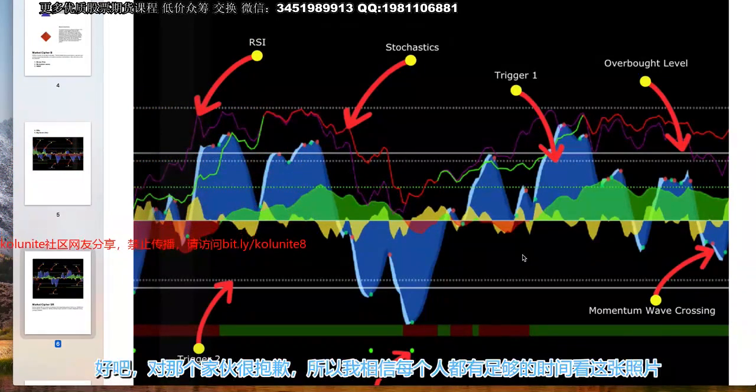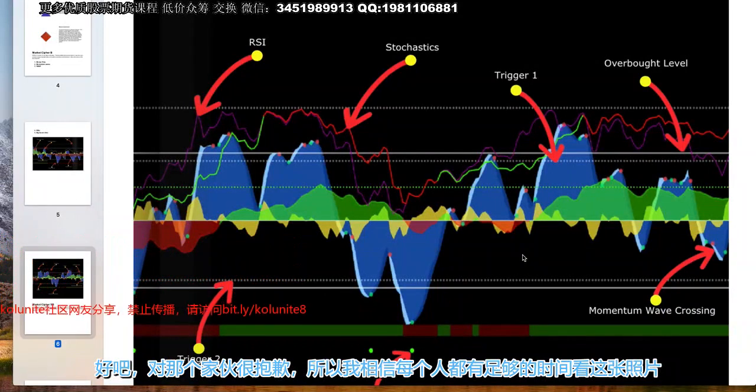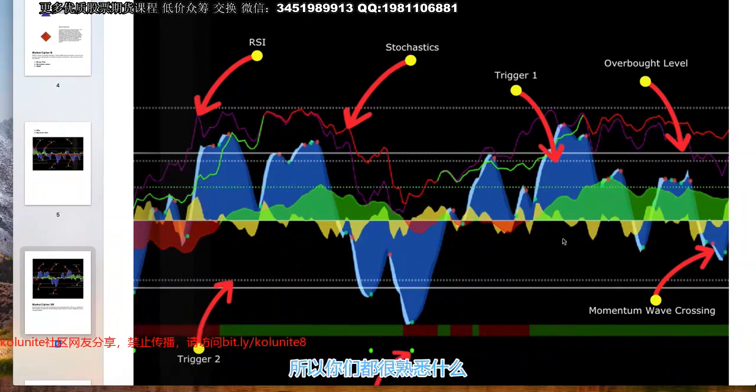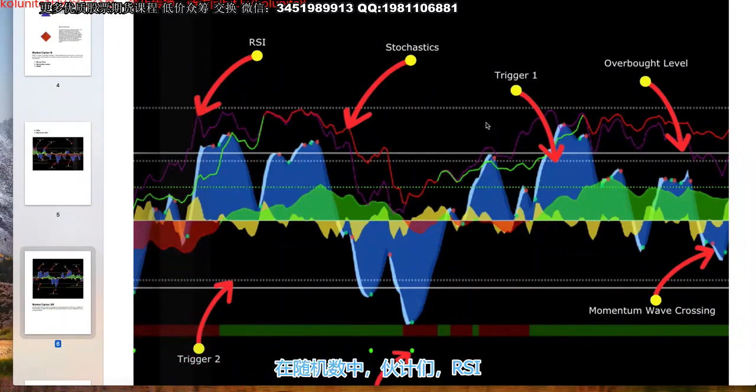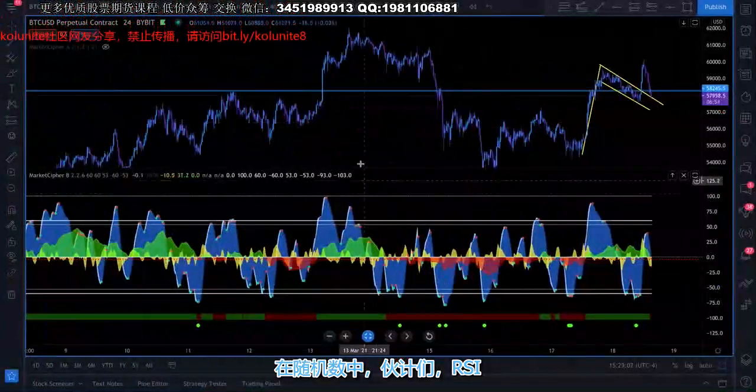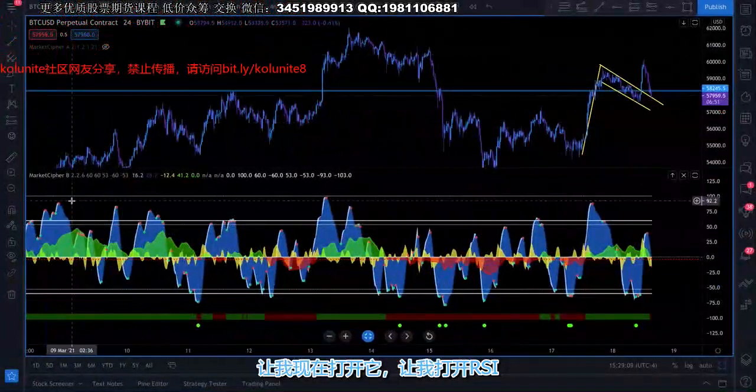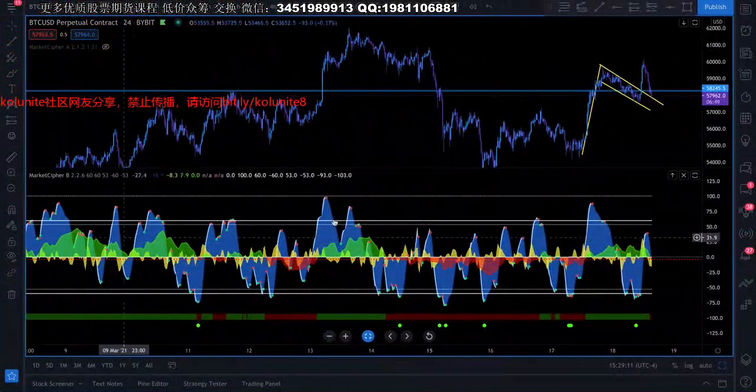All right, sorry about that, guys. So I trust that everybody has had plenty of time to look at this picture here, so you're all fully familiar with what all these things are. So let's get into the RSI and the stochastics. Okay, guys, the RSI, let me turn that on right now. Let me turn on the RSI.